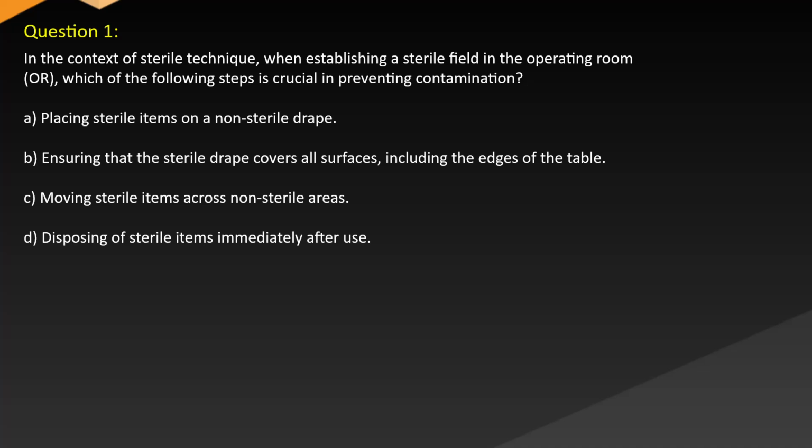Question 1. In the context of sterile technique when establishing a sterile field in the operating room, which of the following steps is crucial in preventing contamination? A. Placing sterile items on a non-sterile drape. B. Ensuring that the sterile drape covers all surfaces, including the edges of the table. C. Moving sterile items across non-sterile areas. D. Disposing of sterile items immediately after use.